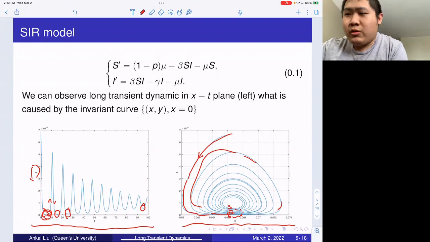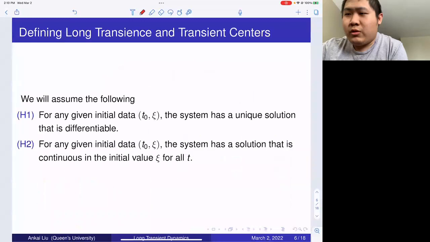Okay, so hopefully these 2 examples give you some idea of what we are talking about right here. Before we go into the precise definition, I'll make the following 2 assumptions. The first one is to assume that the dynamical system is solvable, has a global solution. And the second one is assuming the global solution is continuous with respect to the initial condition. In fact, most of the dynamics that we are studying will satisfy these 2 conditions.